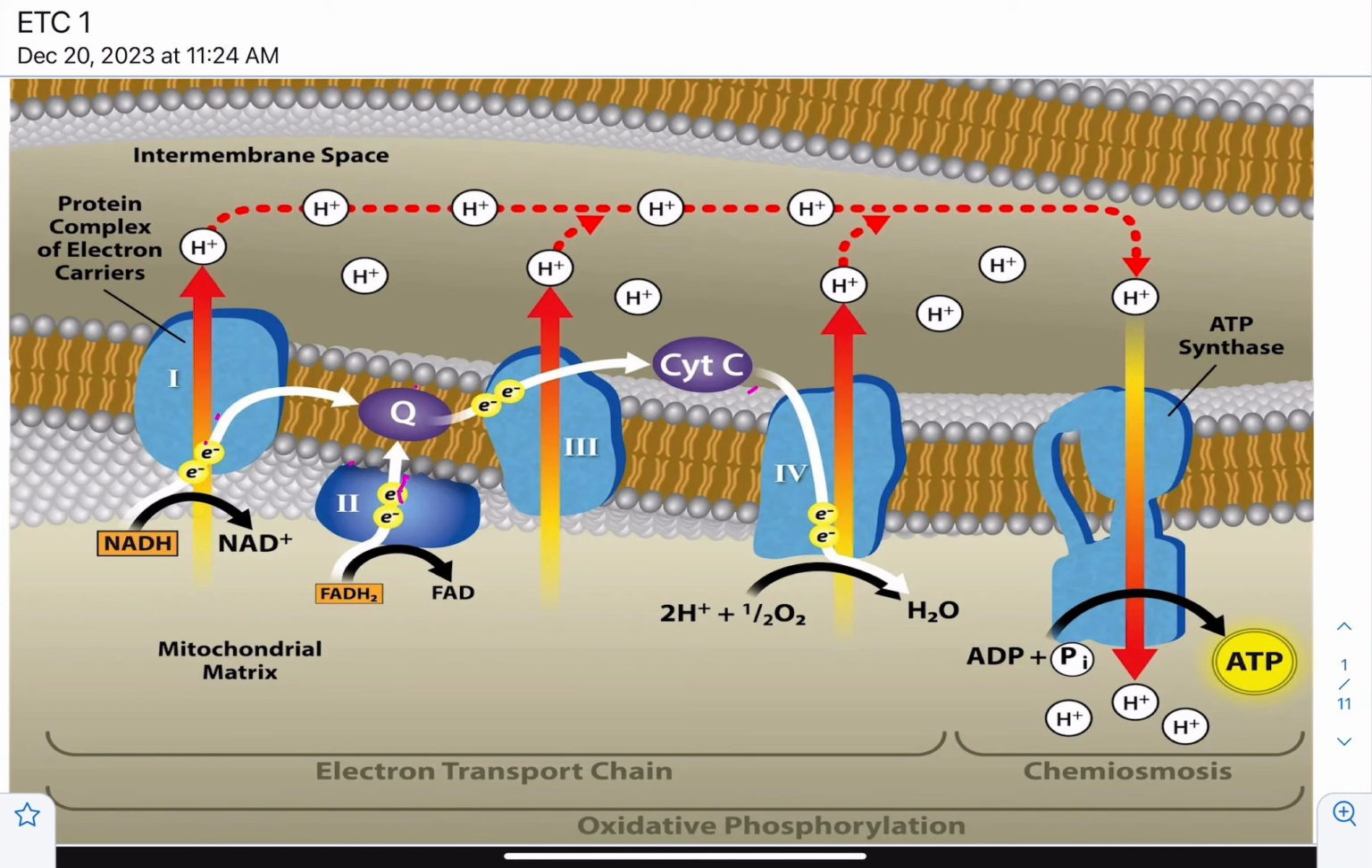Electrons are energy, so complex 1 takes the electrons from NADH, converting it back to NAD+. Here, NADH is oxidized into NAD+. Electrons are taken into complex 1, also called NADH dehydrogenase, because it's transferring hydrogens. And as they pass through, it powers up complex 1 to pump out protons.